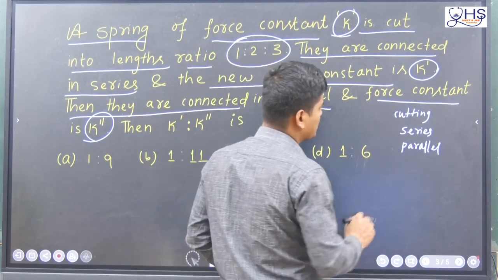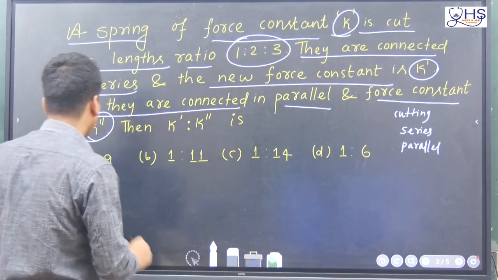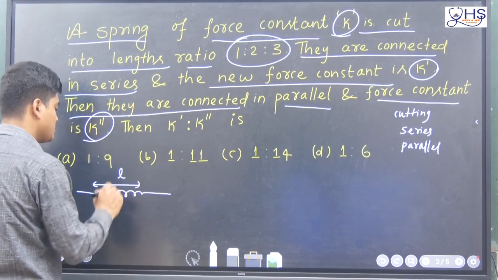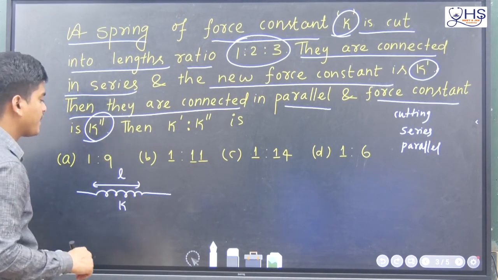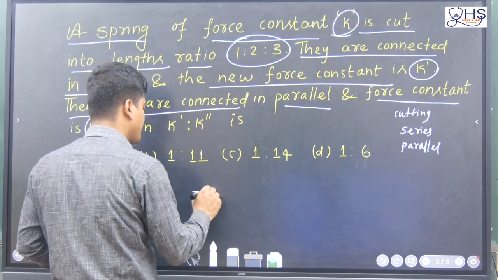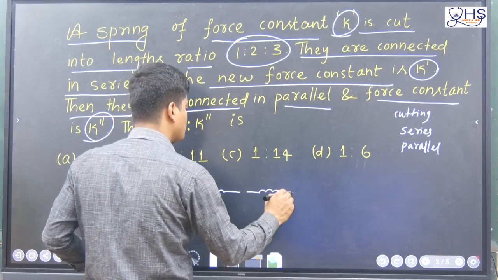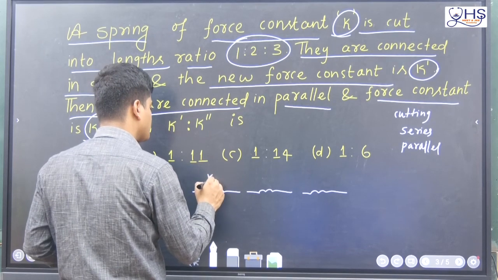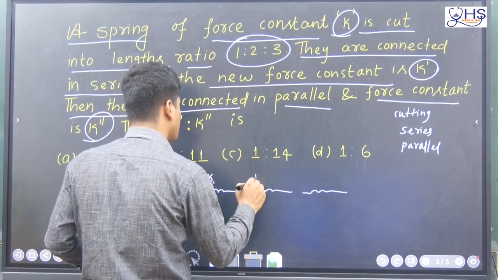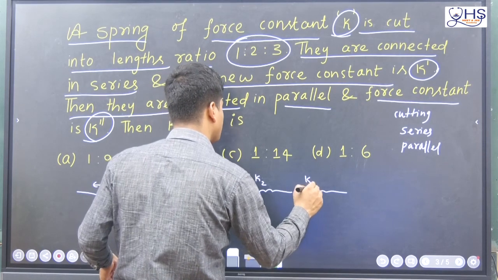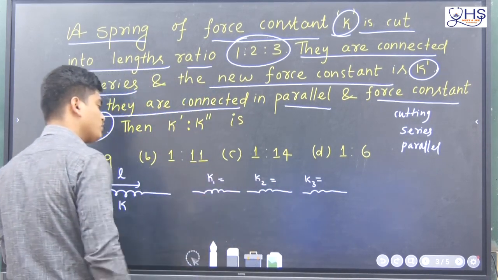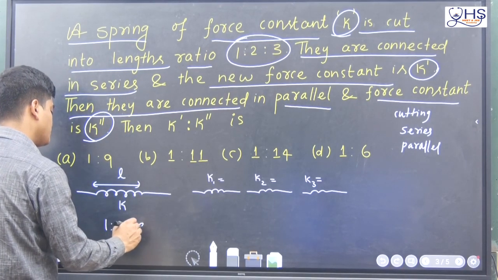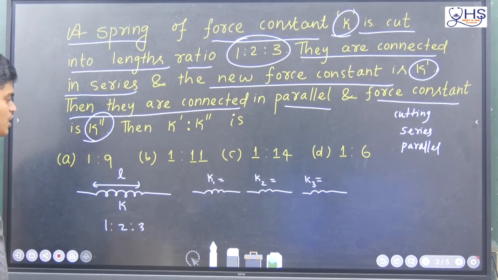So, basically here you will check the cutting. They are telling one length is there, length L, spring constant K. Now, what is happening? Now, this length is cut into ratio 1:2:3. So, here one spring constant will come, suppose K1, here it is K2, here it is K3. Okay. Now, how to find this K1, K2, K3? Now, they are telling the cutting ratio is how much? 1:2:3. Okay. Now, what do you do?